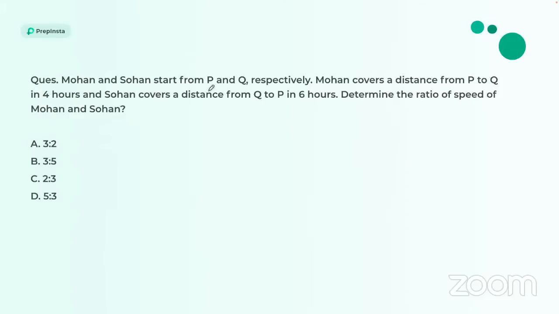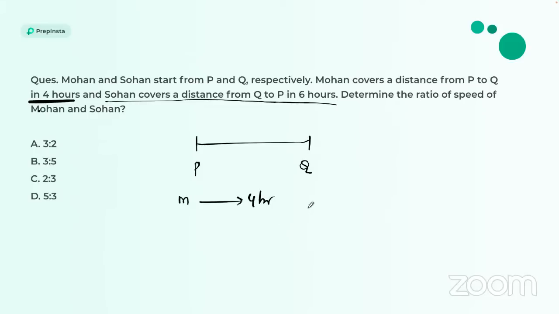Mohan and Sohan start from P and Q respectively. Mohan covers the distance from P to Q in 4 hours. So the distance is given between P and Q, and Mohan is taking 4 hours of time. Sohan covers the distance Q to P in 6 hours. Okay, so Sohan started here and he's taking 6 hours to complete the total distance between P and Q. Determine the ratio of speeds of Mohan and Sohan. And it's quite an easy problem.